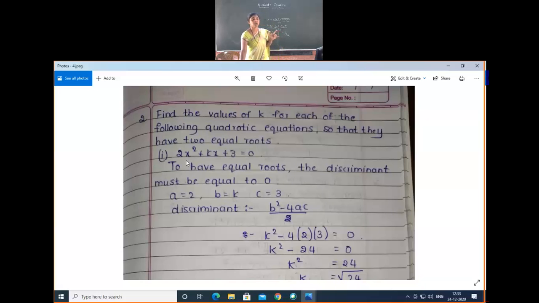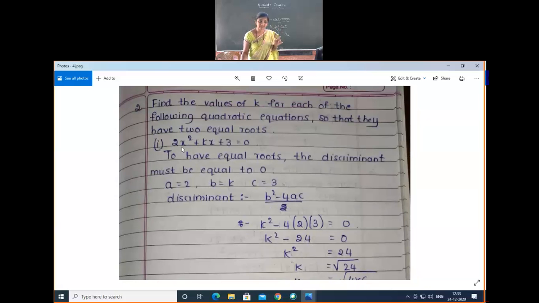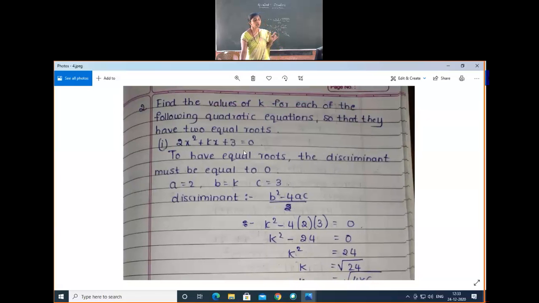First question is 2x square plus kx plus 3 which is equal to 0. To have equal roots, the discriminant must be equal to 0. A is equal to 2, b is equal to k, c is equal to 3. So the discriminant, which is b square minus 4ac, we have to take equal to 0.